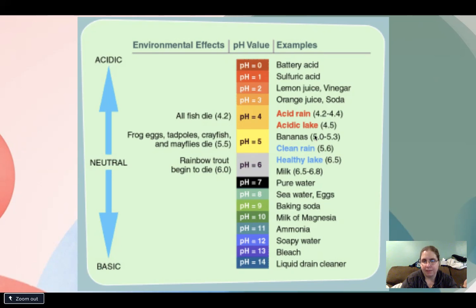Bananas are between 5 and 5.3 in terms of pH. An acidic lake is at about 4.5. Acid rain is between 4.2 and 4.4. At 4.2, that is when all fish in that lake die off. They are gone. pH of 3, orange juice or soda. pH of 2, lemon juice, vinegar. pH of 1, sulfuric acid. pH 0, battery acid.